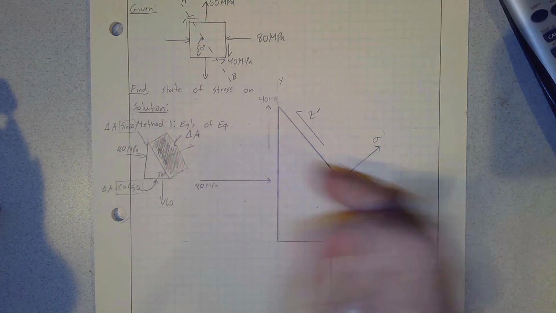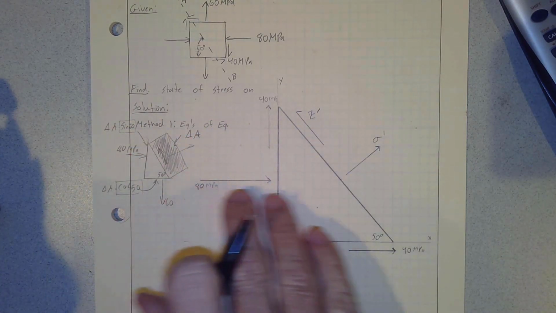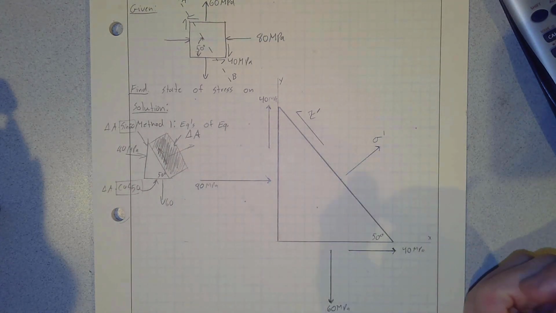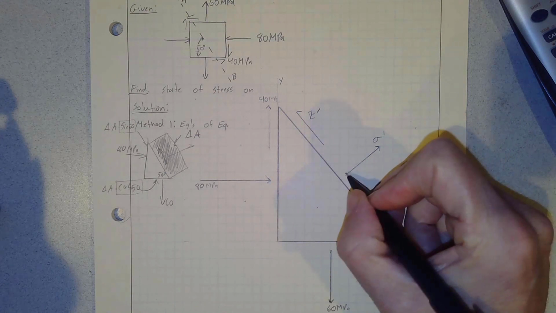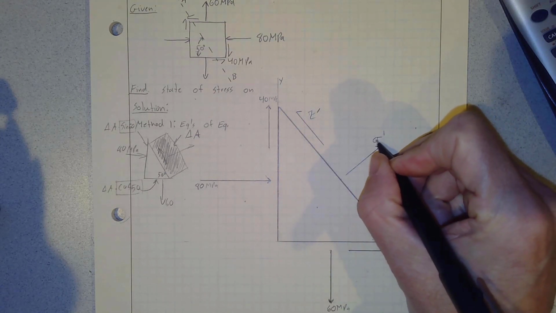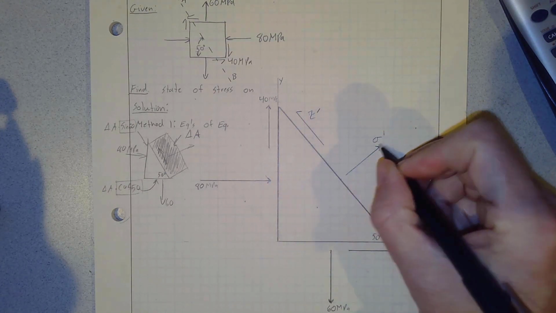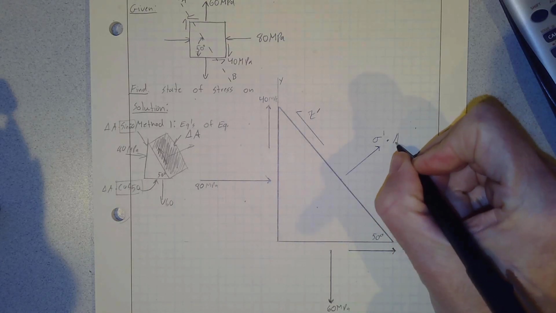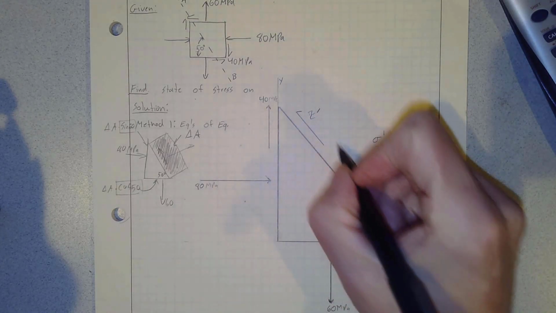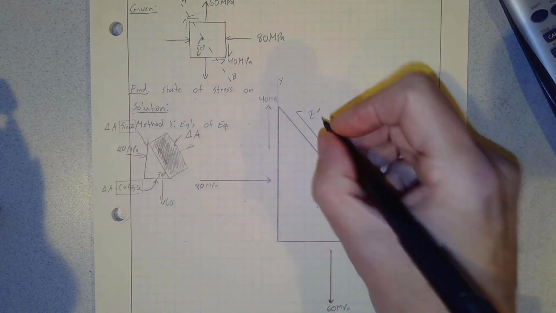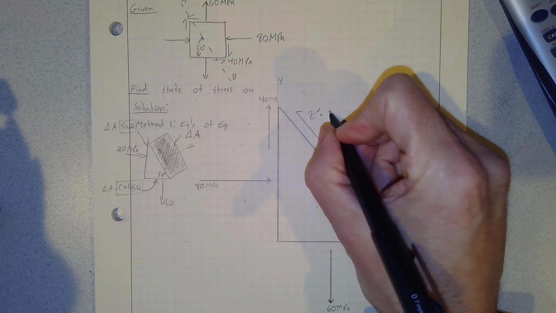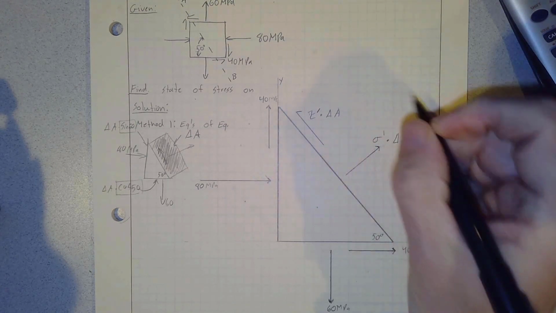So let's go ahead and add that information onto our free body diagram here. Again, the force that's coming out here is going to be sigma prime, our unknown normal force, times delta A. Same with our shear stress on that plane: shear stress times the area to get us a force. So again, times delta A.